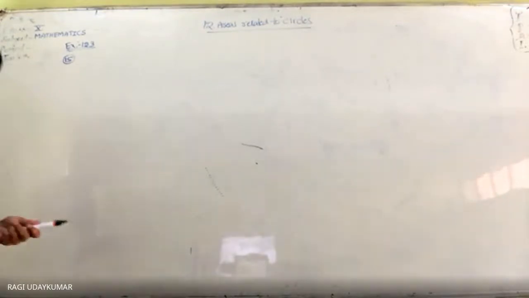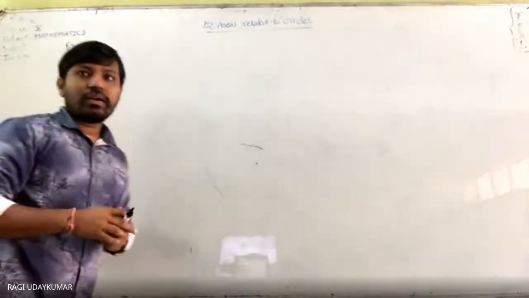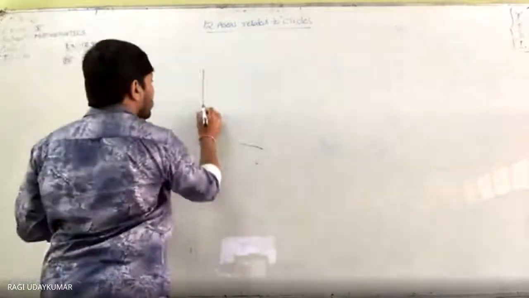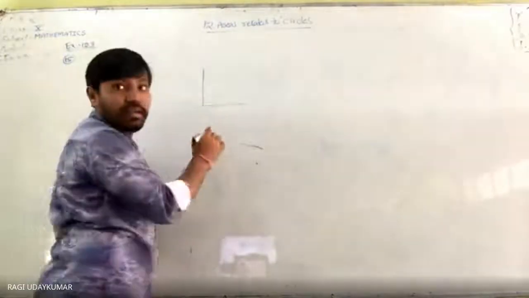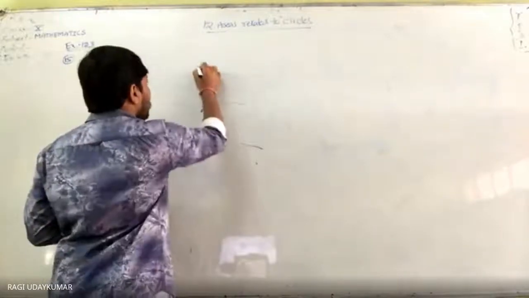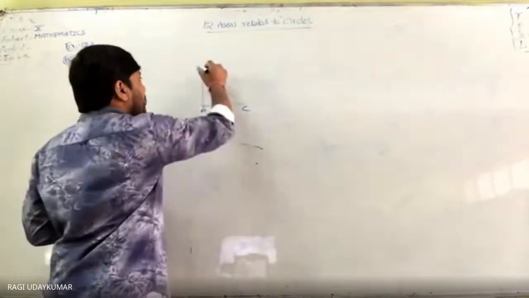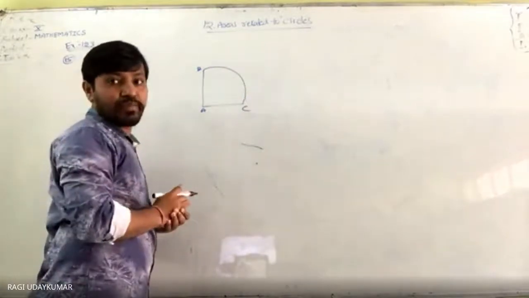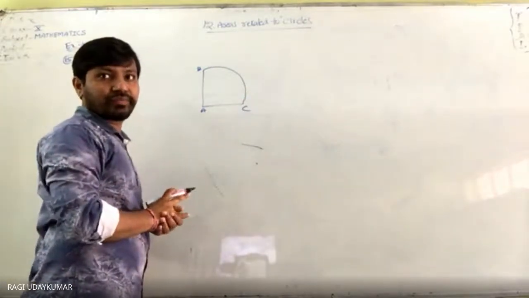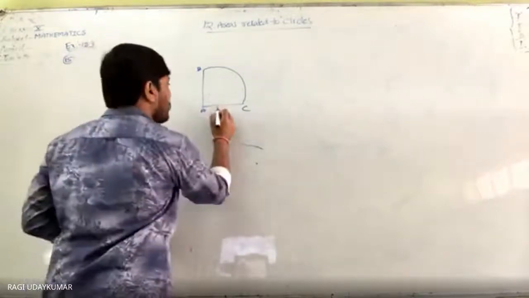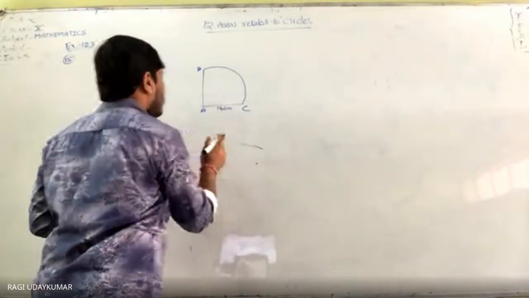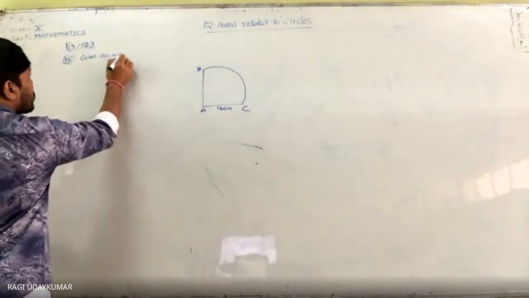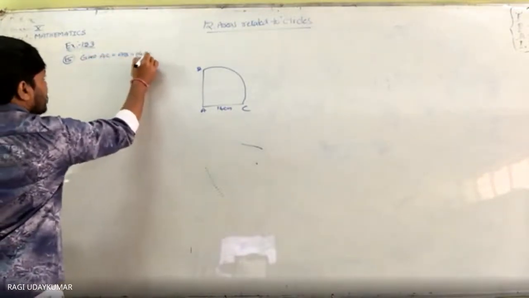So here it is given to you. ABC is a quadrant of the circle. Quadrant of the circle means like this. A, B, C, like this. Quadrant of the circle of radius 14 centimeters. One by one you write. So given AC is equal to AB is equal to 14 centimeters.